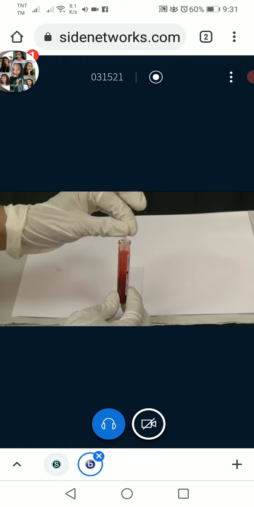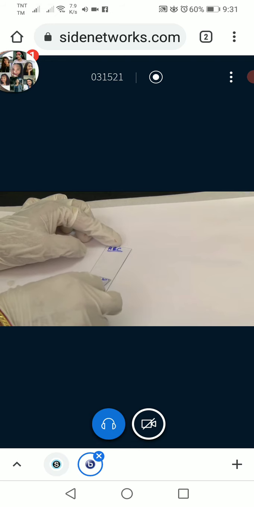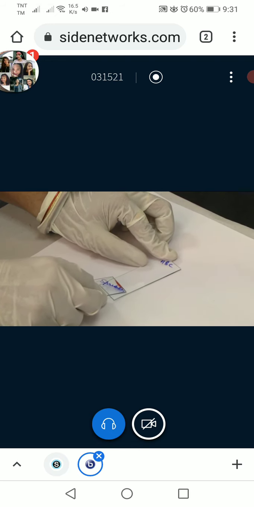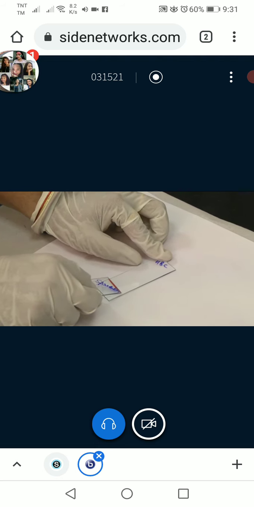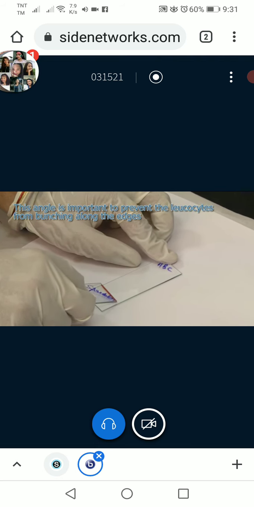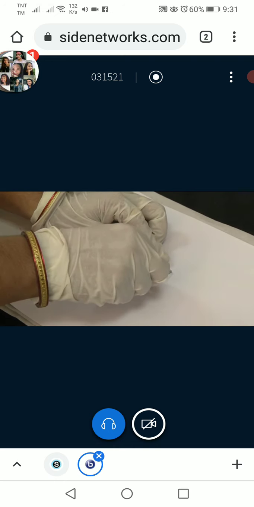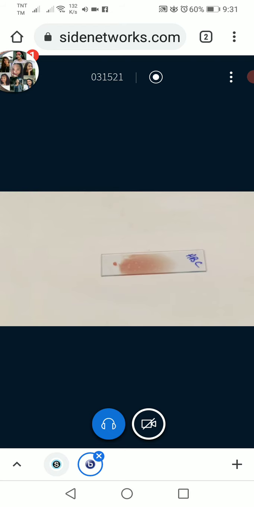Place another slide at a 30 to 45 degree angle up to the drop, allowing the drop to spread along the contact line of the two slides. This angle is important to prevent the leukocytes from bunching along the edges. Quickly push the upper slide toward the other end of the lower slide. Use the correct amount of blood and proper spreading technique to obtain a tongue-shaped smear or a smear with a good feathered edge.